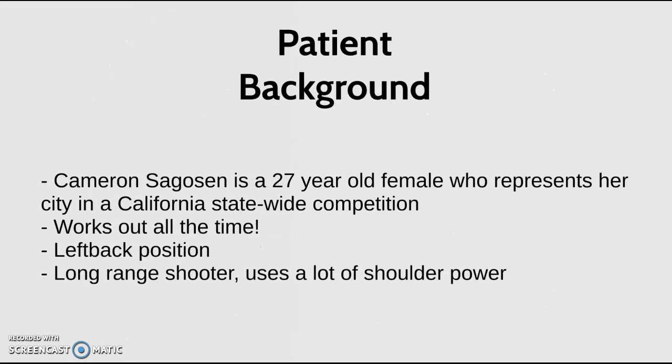So our patient is Cameron Sagozin, who is a 27-year-old female. She represents her city in a California statewide competition. She works out all of the time, and she is very proud of her left back position where she is able to shoot from a long range, and she uses a lot of shoulder power.